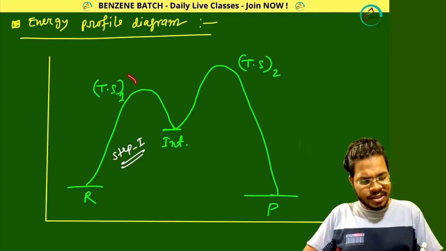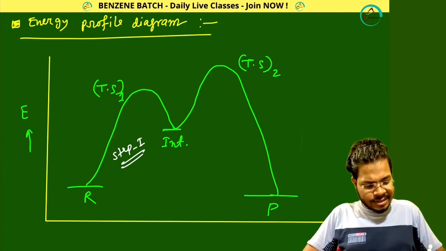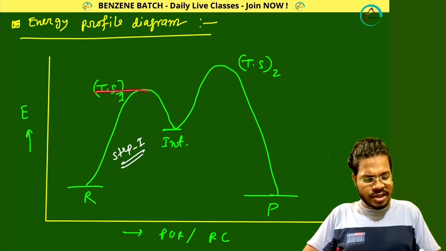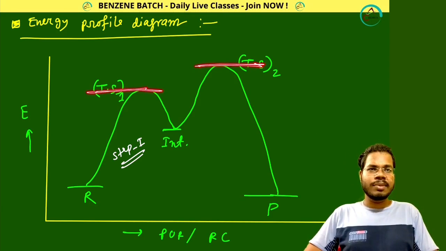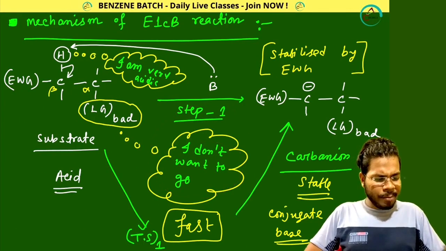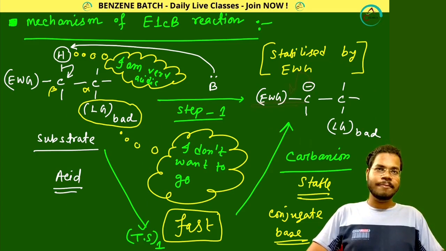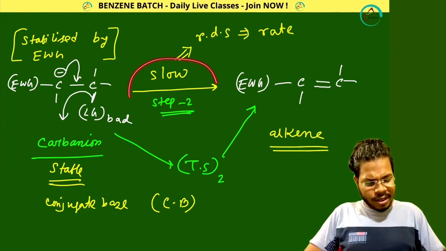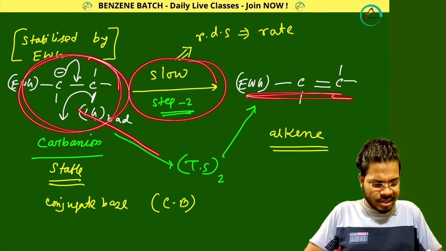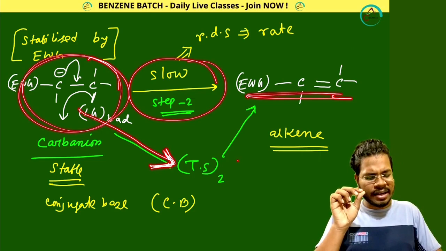So why is transition state 1 stable, like less energetic? This axis represents energy, and this axis represents the progress of reaction, or reaction coordinate. Why is transition state 1 stable and transition state 2 not that stable? The logic is simple. In the case of transition state 1, whatever I am getting is resonance stabilized. This negative charge is resonance stabilized. But this compound doesn't form this transition state easily.